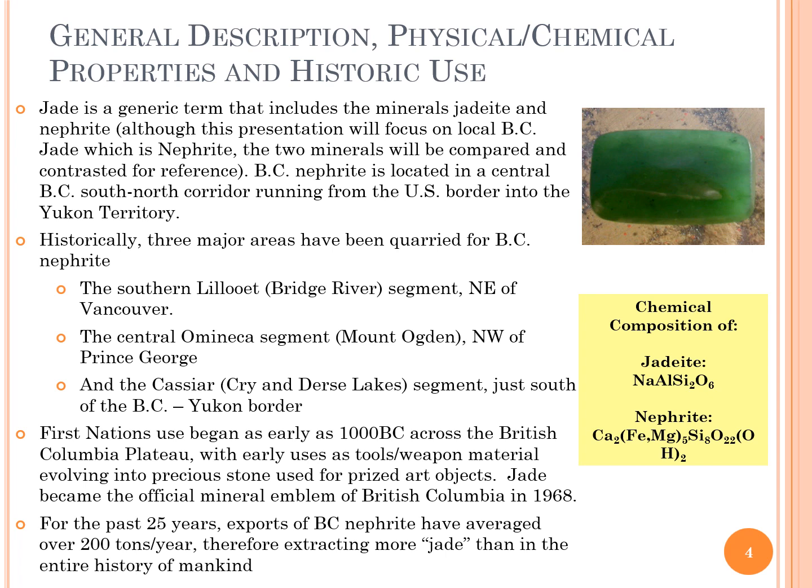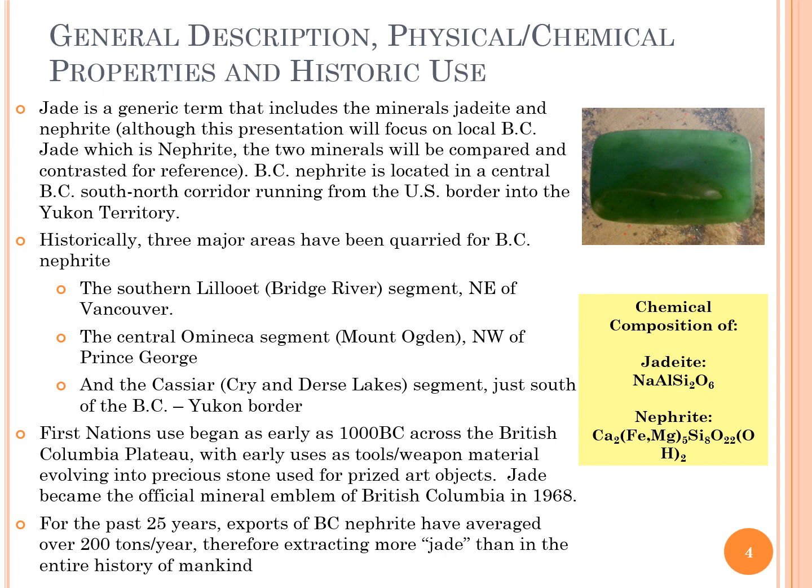First Nations began using jade quite a while ago, perhaps as long as 1000 BC or earlier, across the British Columbia Plateau. Early uses include various types of tools and weapons because of jade's particular hardness, and it evolved into precious stone use for prize objects later. Jade became the official mineral emblem of British Columbia in 1968. And over the past 25 years, exports of BC nephrite have averaged over 200 tons a year, therefore extracting more jade in 1 year than the entire prehistory of mankind.